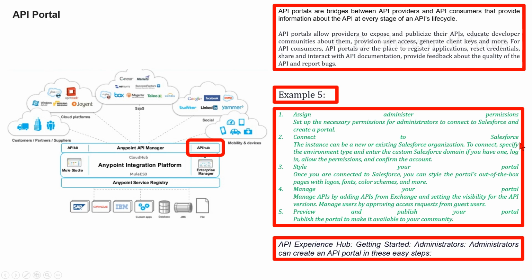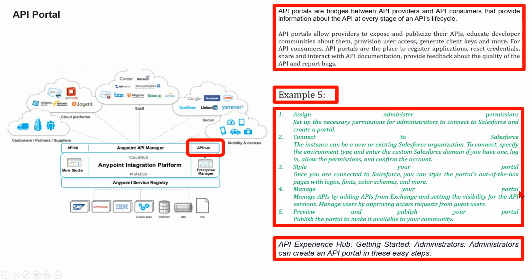Two, connect to Salesforce. The instance can be a new or existing Salesforce organization. To connect, specify the environment type and enter the custom Salesforce domain if you have one, log in, allow permission, and confirm the account. Three, style your portal. Once you are connected to Salesforce, you can style the portal's out-of-box pages with logos, fonts, color schemes, and more.